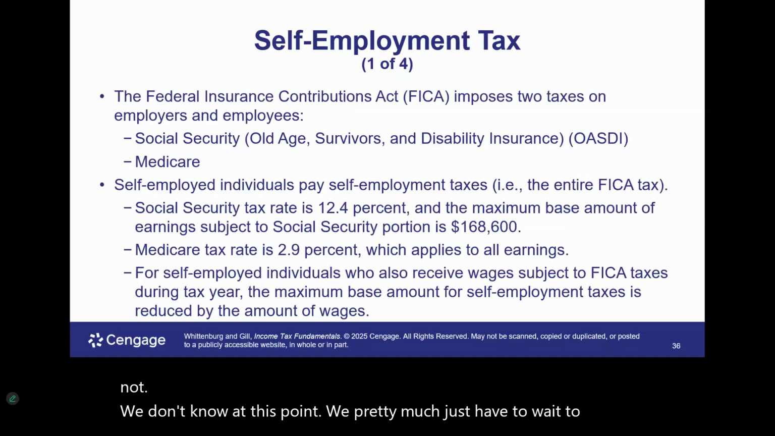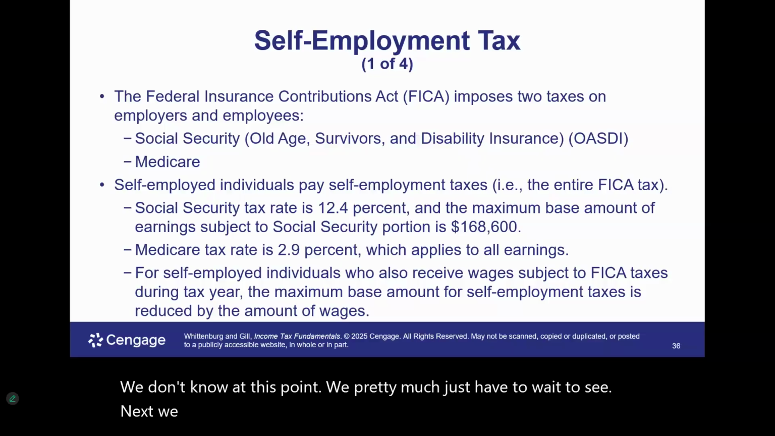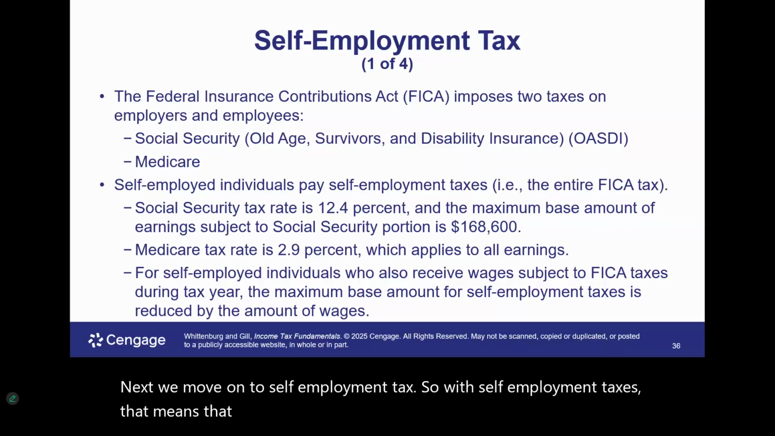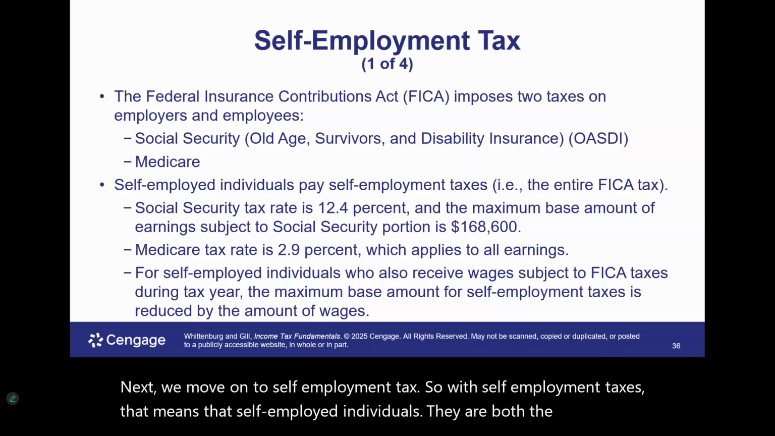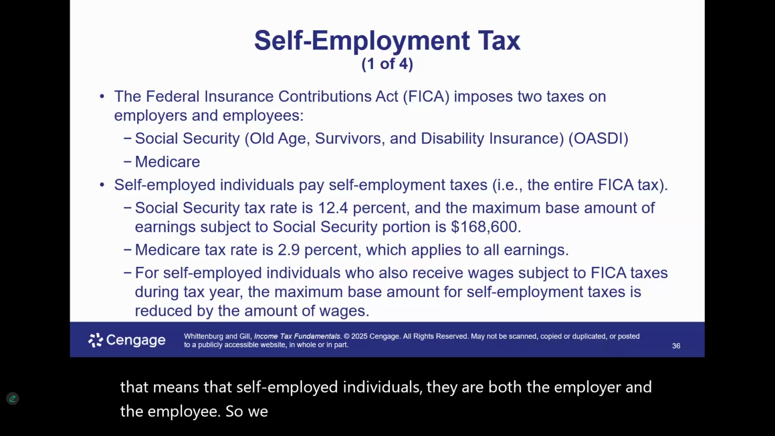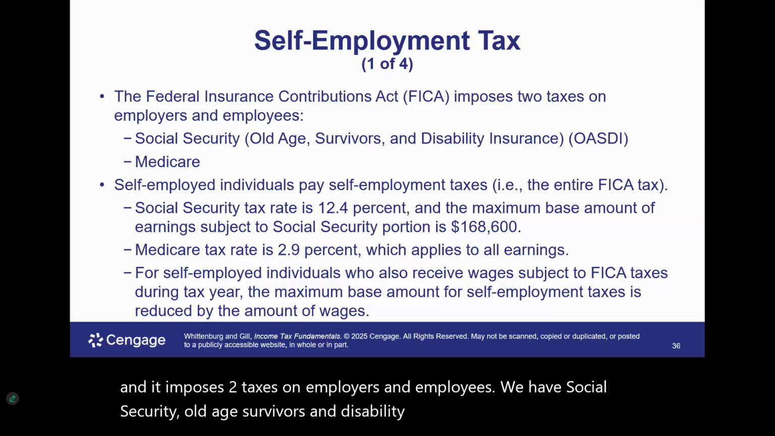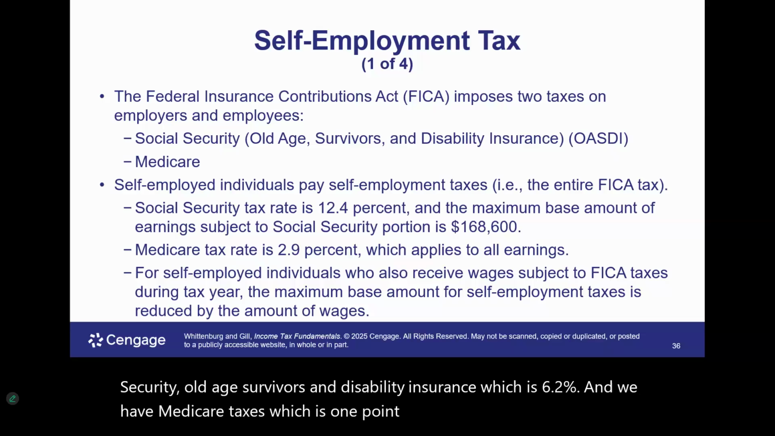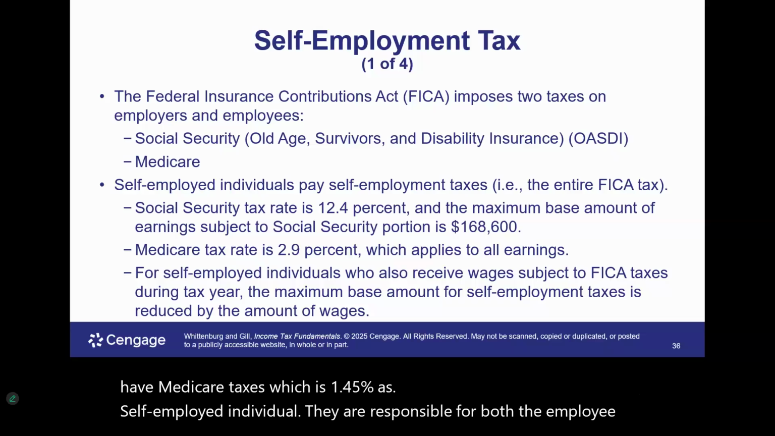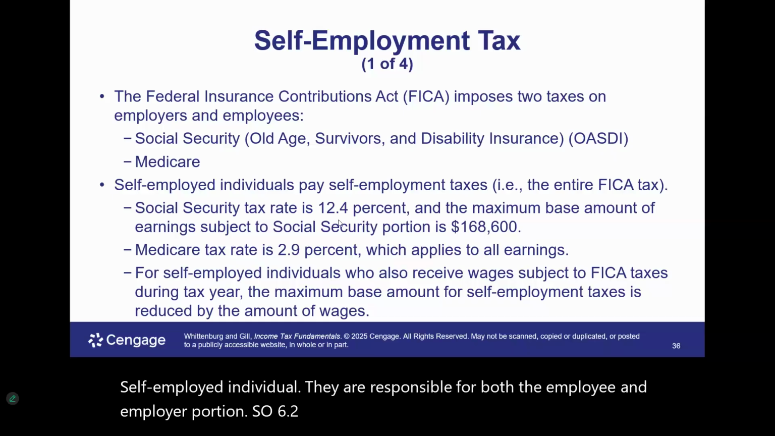Next, we move on to self-employment tax. So with self-employment taxes, that means that self-employed individuals are both the employer and the employee. So we have the Federal Insurance Contributions Act, FICA, and it imposes two taxes on employers and employees. We have Social Security, old age survivors and disability insurance, which is 6.2%, and we have Medicare taxes, which is 1.45%. As a self-employed individual, they are responsible for both the employee and employer portion. So 6.2 plus 6.2 gives us the 12.4%.